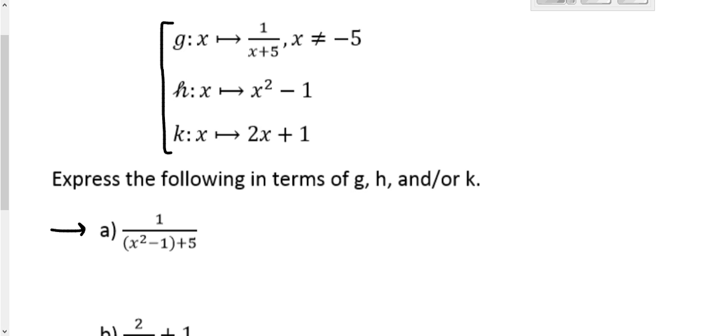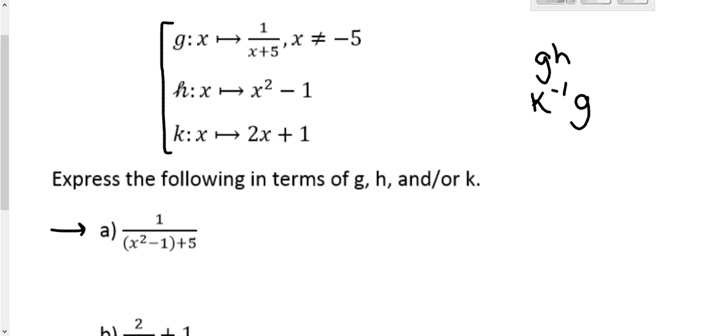So is this g of h? Is it k inverse of g? Are they both inverse? And whatever, we'll work from there, okay? So a is 1 over x squared minus 1 plus 5.